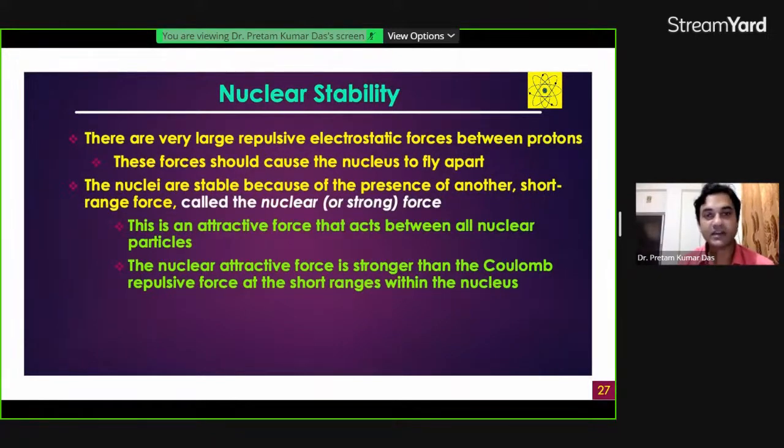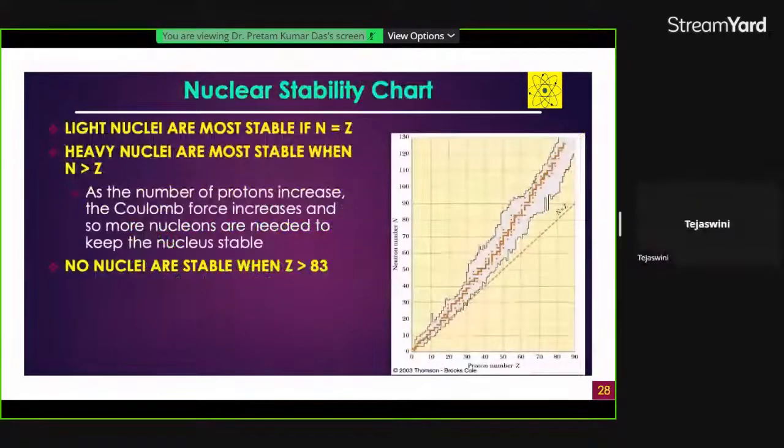And there is a very large repulsive electrostatic force between the protons. So this force should cause the nucleus to fly apart. The nuclei are stable because of the presence of another short range force, that means nuclear force. And this nuclear force is an attractive force, and it acts between all nuclear particles. The nuclear attractive force is stronger than the Coulomb repulsive force at short range within the nucleus.